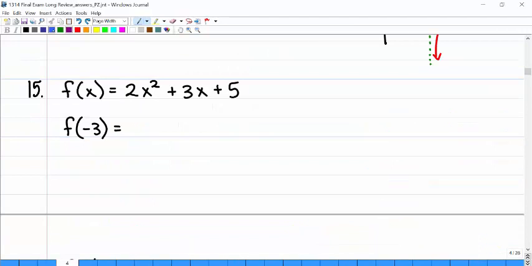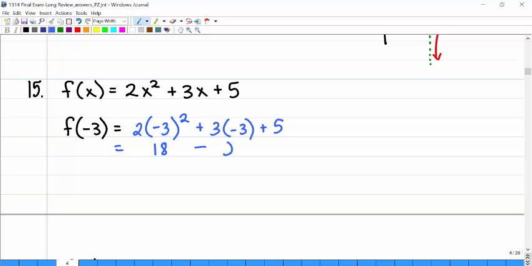For number 15, I'm given the function f of x equals 2x squared plus 3x plus 5, and I'm asked to evaluate f of negative 3. So everywhere I see an x, I'm going to type in negative 3. 2 times negative 3 squared plus 3 times negative 3 plus 5. When I evaluate that, I get 2 times 9, which is 18, minus 9 plus 5. So my answer is going to be 14.